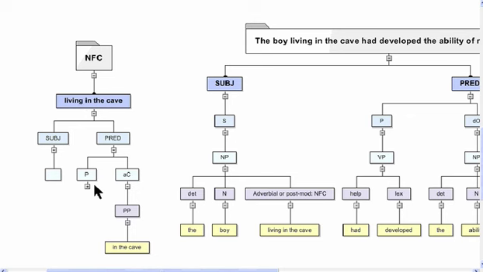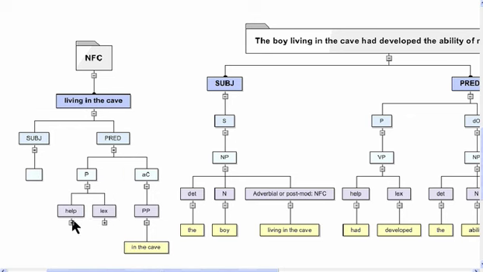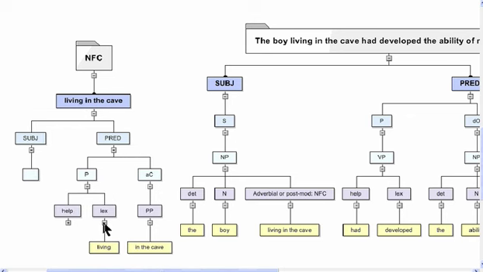Meanwhile, if we look at the predicator, well, there's a lexical verb, living, but this is empty. It had the potential of being a finite clause, but it's a non-finite clause. Okay, and that's if you take it down the whole way through.